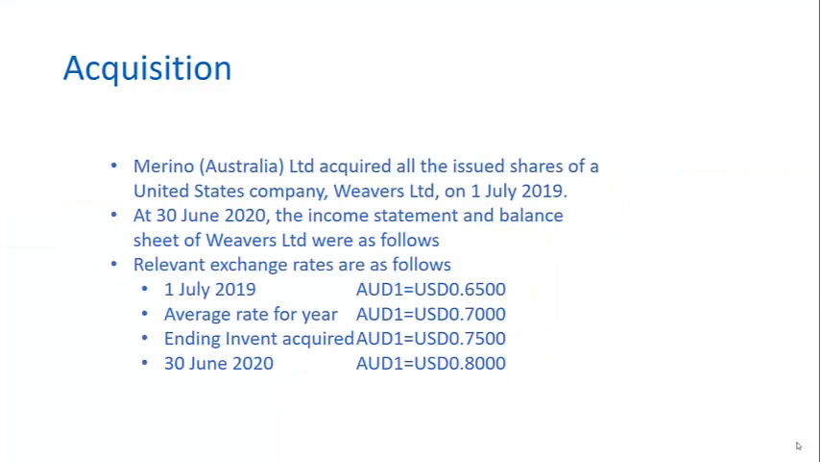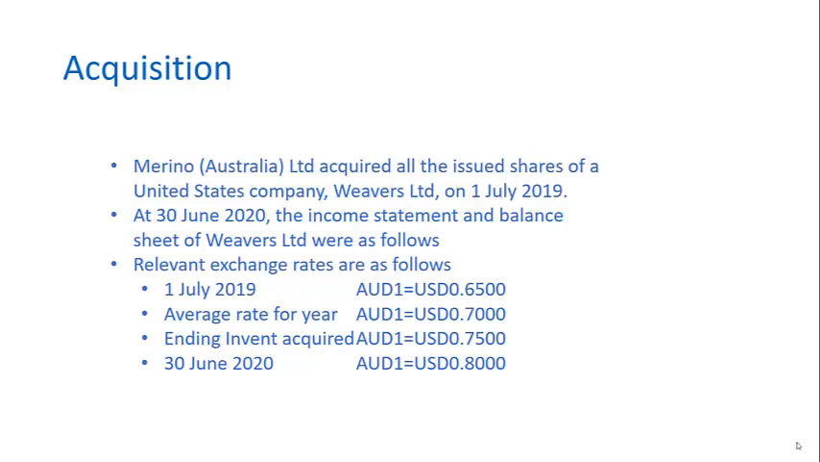To demonstrate this, I'm going to have a simple example of Merino Australia Limited, which acquires all the shares of the United States company Weavers on 1 July 2019. I've made this acquisition date the same as the beginning of the financial period to make the process a bit simpler. After 1 year, we have an income statement and a balance sheet of Weavers, and these are on the following slide.